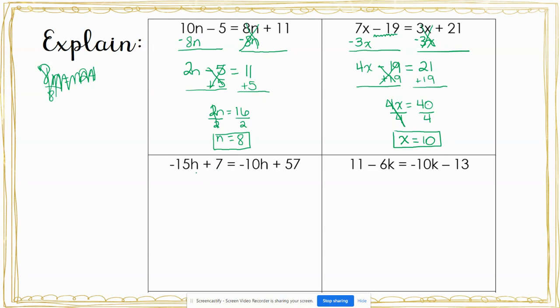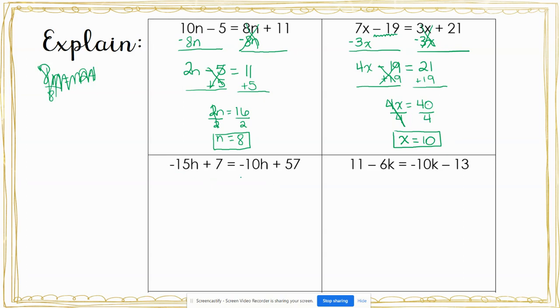Next, I have negative 15h plus 7 equals negative 10h plus 57. Again, I still start by looking at the left side. I have negative 15h plus 7. There are no like terms there, so I also need to check the right side. Negative 10h plus 57, there are no like terms there. So I cannot simplify any part of this equation. Instead, I can just start using my inverse operations.